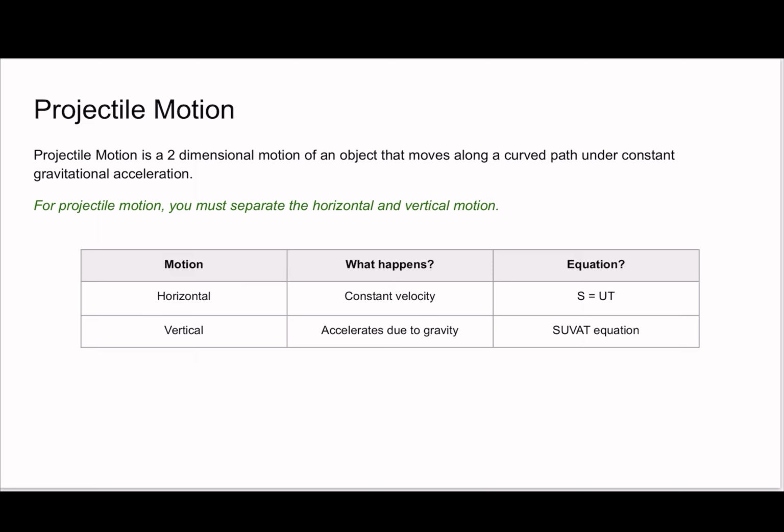This is when an object moves in 2 dimensions under the influence of gravity, such as throwing a ball, which will move in both x and y directions. For these types of questions, we need to separate the velocity vector into x and y directions.